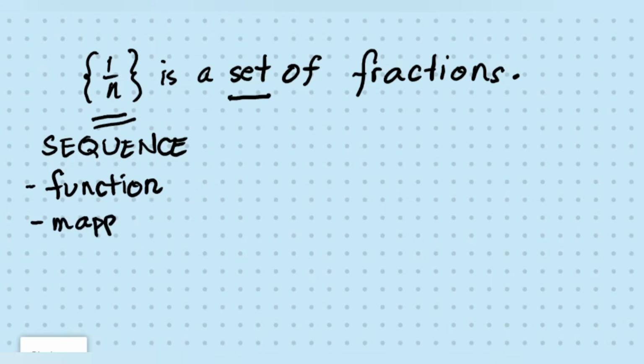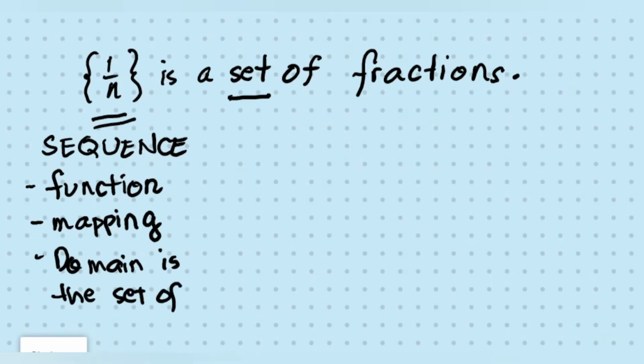Consider it as a mapping. It maps the elements of one set to the elements of another set, and we call the first set the domain. And of course, the sequence has the set of natural numbers or positive integers as the domain.